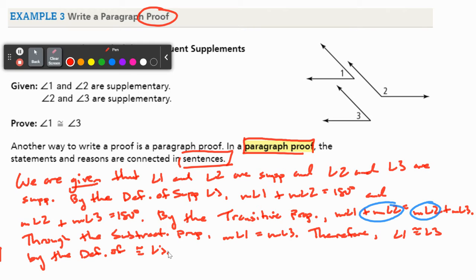And there you go. So that is a 1, 2, 3, 4, 5-step proof again, right? The given, the supplementary angles, the transitive property, the subtraction property, and then the definition of congruent angles. 5 steps again, but just written in paragraph form. No big deal. Okay. Cool. All right, so a couple more theorems to come at you, and then one more proof, and we are done with this section.